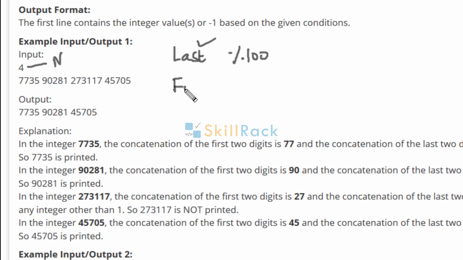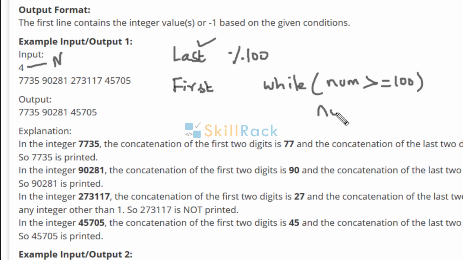How to get the first two digits? While number is greater than or equal to 100, because 100 is the smallest 3-digit number, you say number is equal to number divided by 10. Let's take an example. Consider 7735. Initially 7735 is there. Is 7735 greater than or equal to 100? Yes. Then divide by 10. When you are dividing by 10, the unit digit will go off. Dividing by 10 will remove the unit digit.